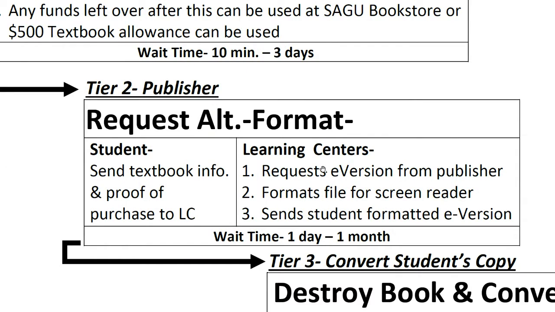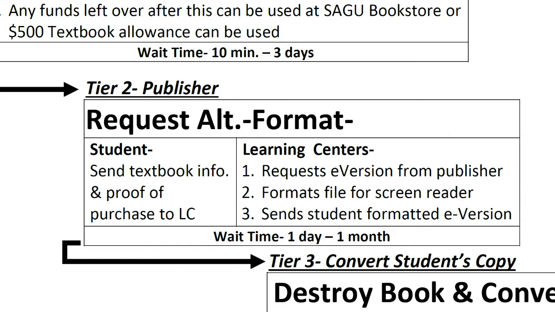There's a law in place that allows students, if they've purchased a physical copy of a textbook that's not in a format that they can read, to get another copy from the publisher in a format that they can read at no additional charge. So the process for doing that is, first of all, the student needs to gather that textbook information, and then along with that, purchase a physical copy of the textbook, because they need to provide a proof of purchase to the learning centers as well.